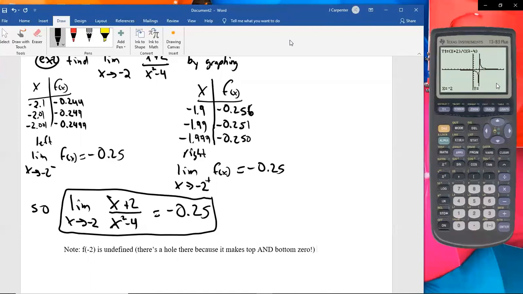So note that the function value is undefined, and yet the limit exists. The number that we're approaching is different from the actual number we get, and this can be seen in all sorts of applications.